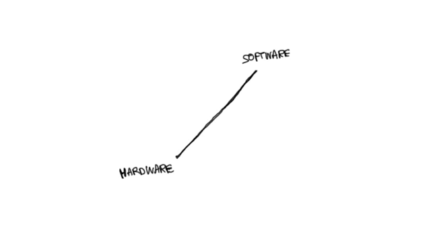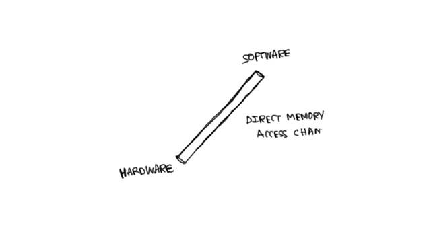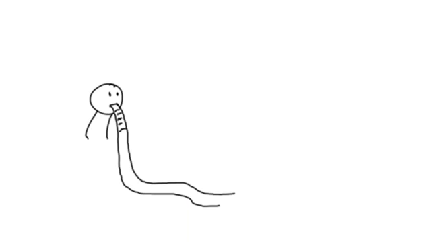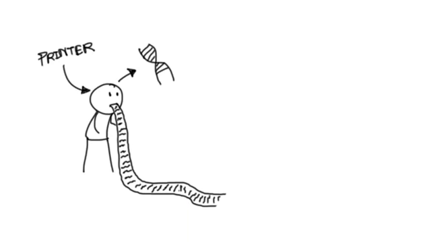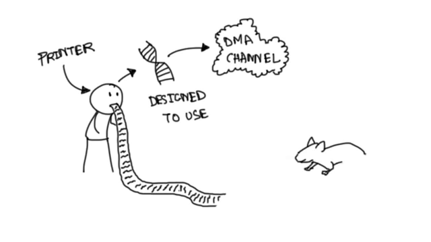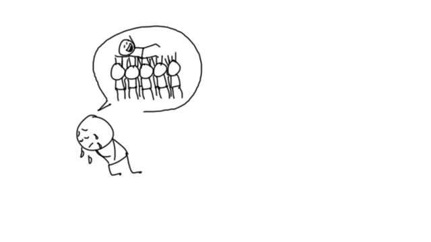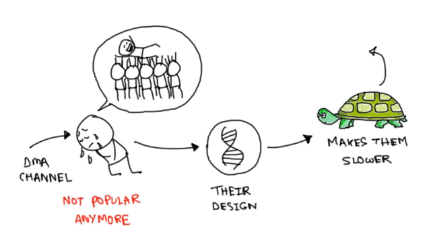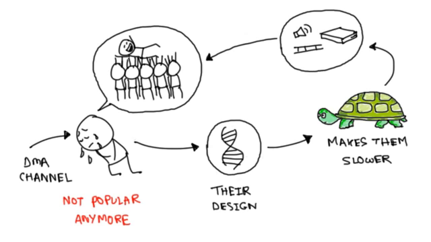Another system resource used by hardware and software is a direct memory access channel, a shortcut method that lets an input-output device send data directly to memory, bypassing the CPU. Some devices such as the printer are designed to use DMA channels, and others, such as the mouse, are not. DMA channels are not as popular as they once were because their design makes them slower than newer methods. However, slower devices such as floppy drives, sound cards, and tape drives may still use DMA channels.